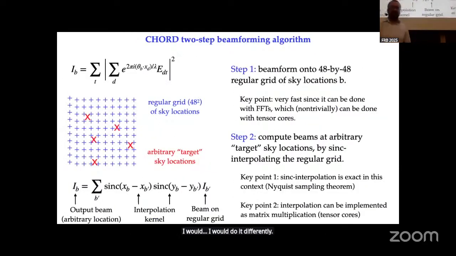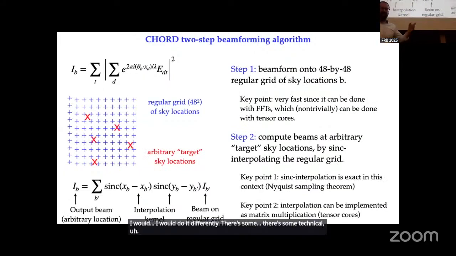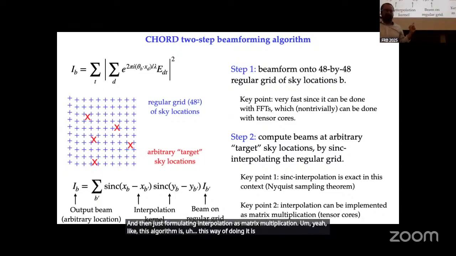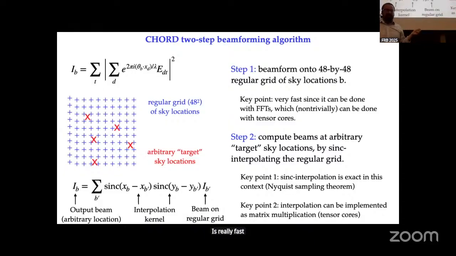There are some technical points here that really make this idea work: being able to do the short FFTs with tensor cores, and then formulating interpolation as matrix multiplication. This way of doing it is really fast on modern GPUs because all of the important steps can be done with tensor cores.